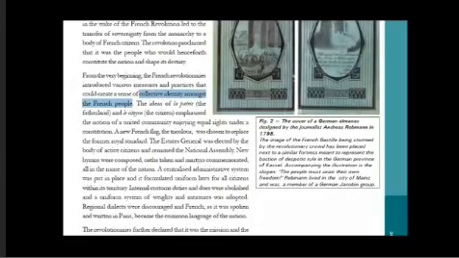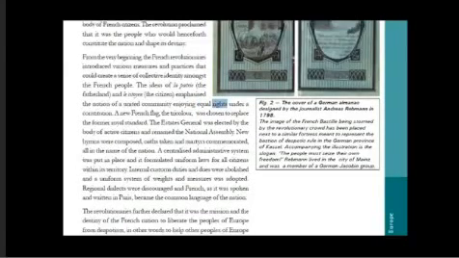So internal customs duties and dues were abolished, and a uniform system of weights and measures was adopted. This was all done by Napoleon. Okay, what he did there, that was the thing. Regional dialects were discouraged, and French, as it was spoken and written in Paris, became the common language of the nation. So you can see these were the outcomes of the French Revolution. Okay, these were the outcomes of the French Revolution.